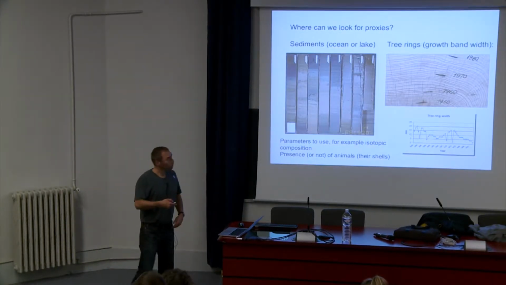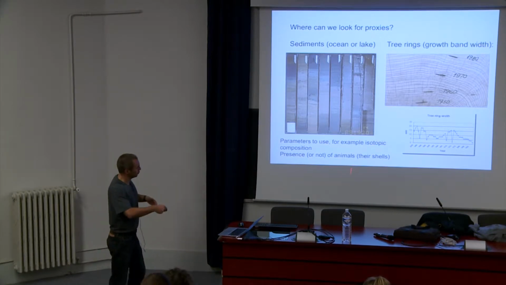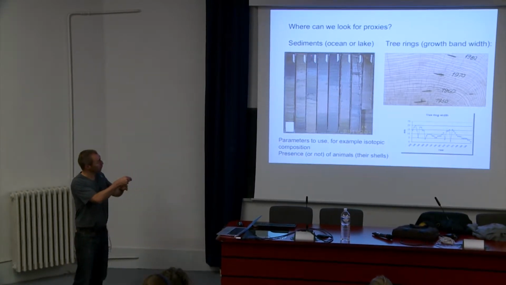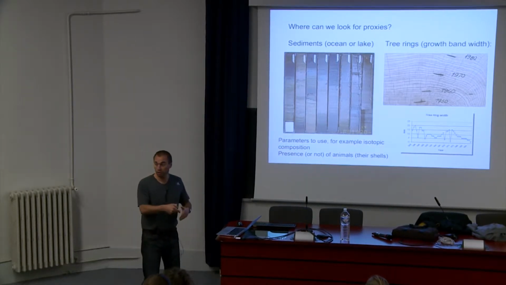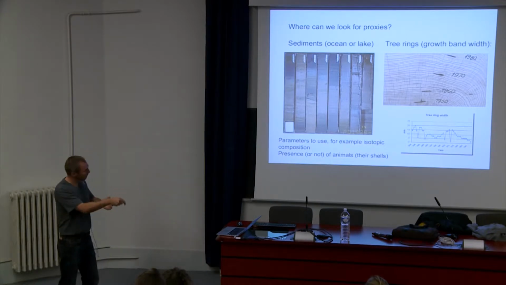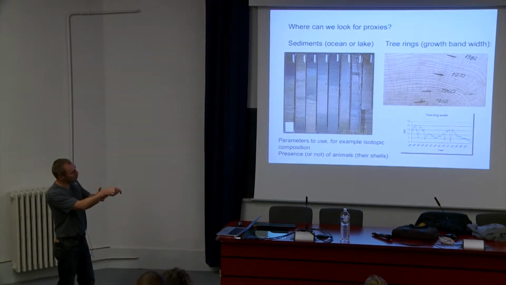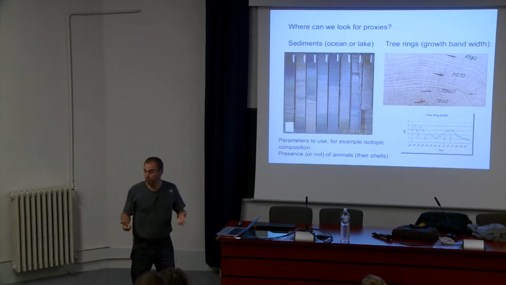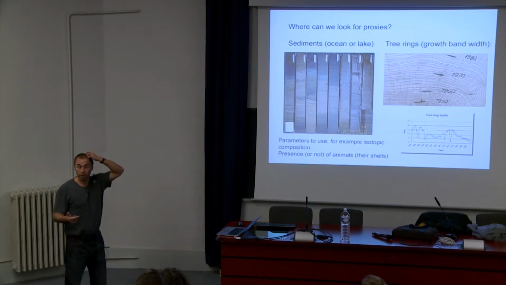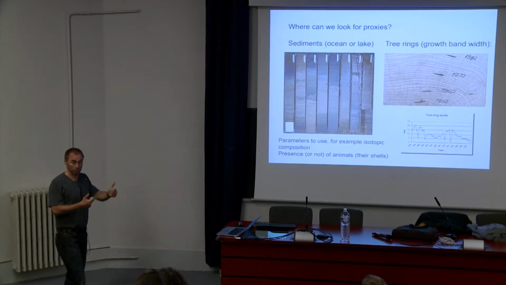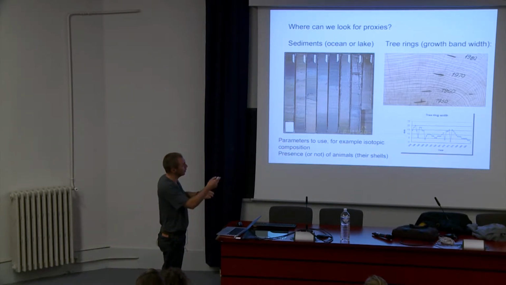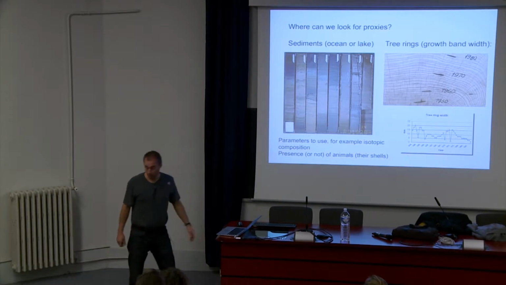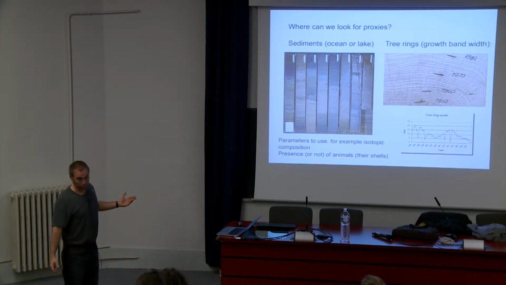And so where can we look for proxies? For example, we can take a tree and look at the tree rings. We can simply measure their width, and you see the annual rings growing here. It's supposed to work this way: if it's cold, the tree grows less, and if it's warm, it grows more. And so the width of these tree rings is supposed to be a measure of the climate.